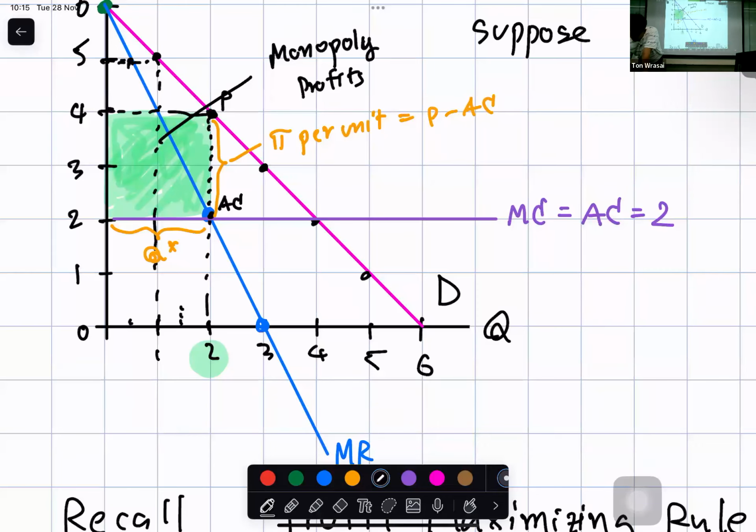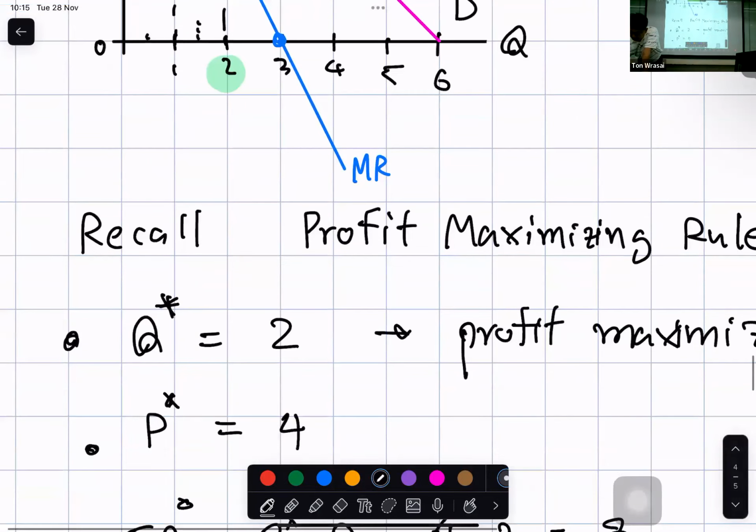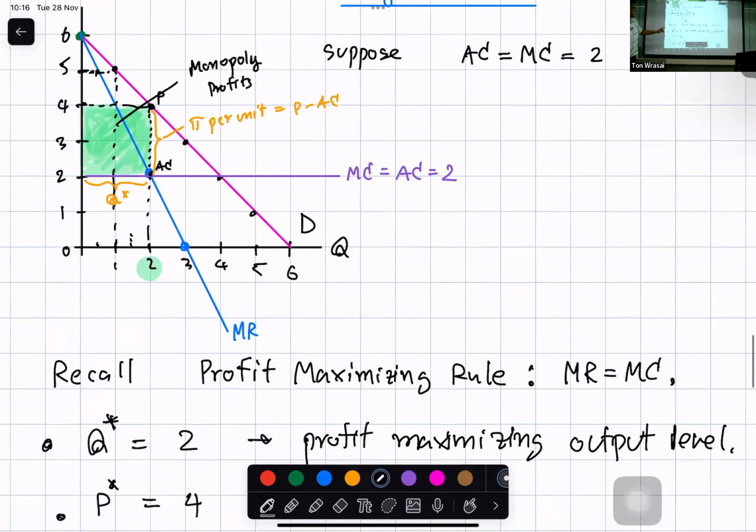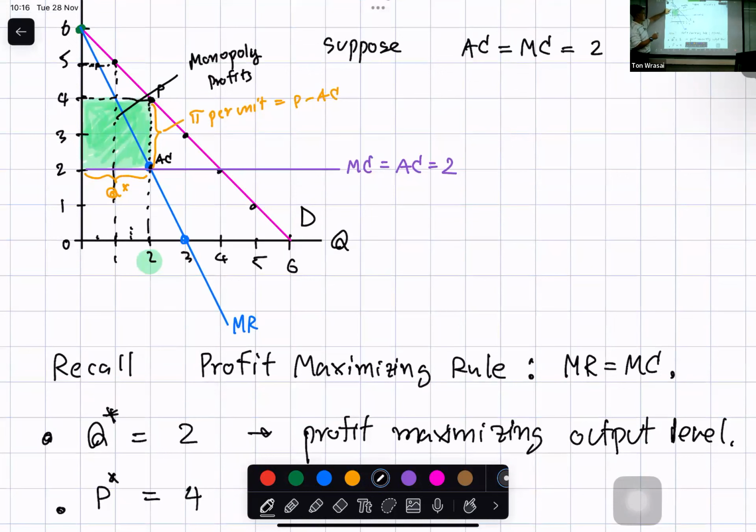Easy case finish now. At least now we know how to see the profit area, price, and quantity. If someone asks you to find total revenue, you also can see that it's 4 times 2, total revenue, this area. Total cost, this area. Total revenue minus total cost becomes profit.